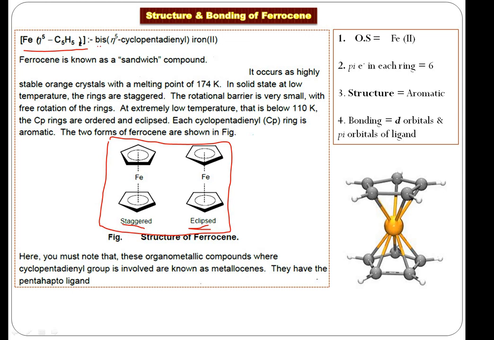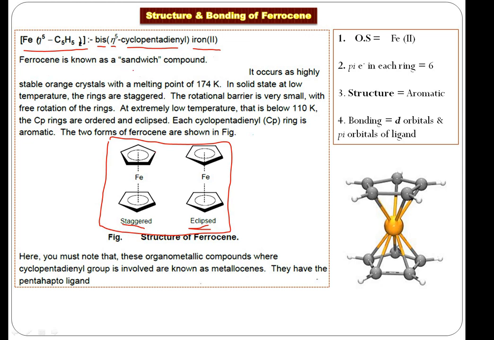And the nomenclature is bis. Bis means two. There are two rings. Then this is called eta 5. It means hapticity. Hapticity means, now we have here 5 carbons in each ring. You can see from the structure all these 5 carbons are bonded with the iron atom. So hapticity is 5. Okay? There is some sort of coordination. Then this is cyclopentadienyl ring, because each ring is cyclopentadienyl, and iron is present here in the oxidation state of +2.